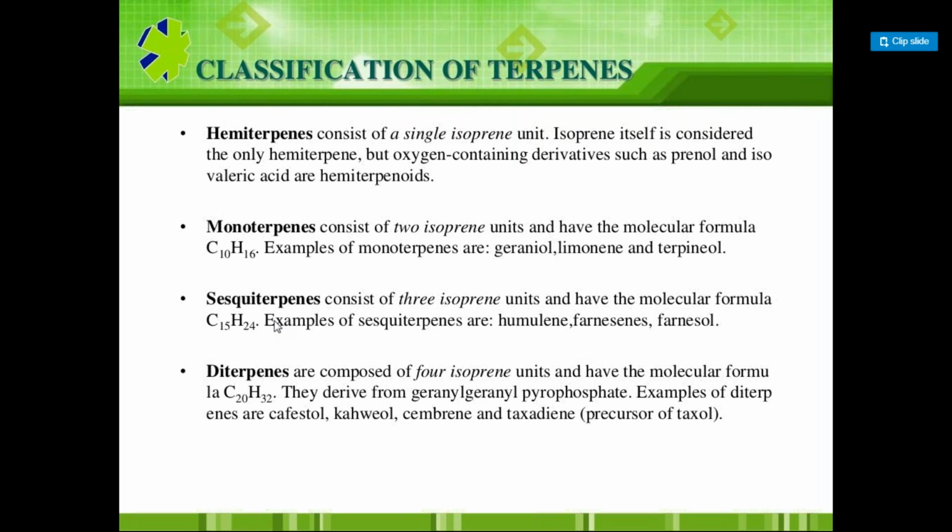Next one, coming to diterpenes. What does diterpene mean? They are composed of 4 isoprene units and they have the molecular formula C20H32. And from where are they derived? From which pathway are all these terpenoids derived? Mevalonic acid pathway. Diterpenes are derived especially from geranyl pyrophosphate. In the previous slides, we saw how many units geranyl pyrophosphate had. It had 10 carbon atoms. So geranyl means C10 plus C10, it becomes C20.